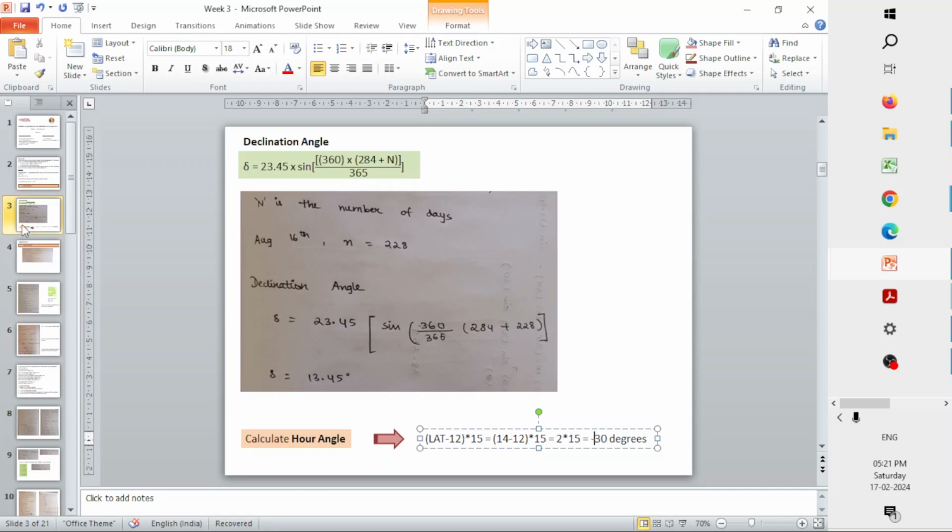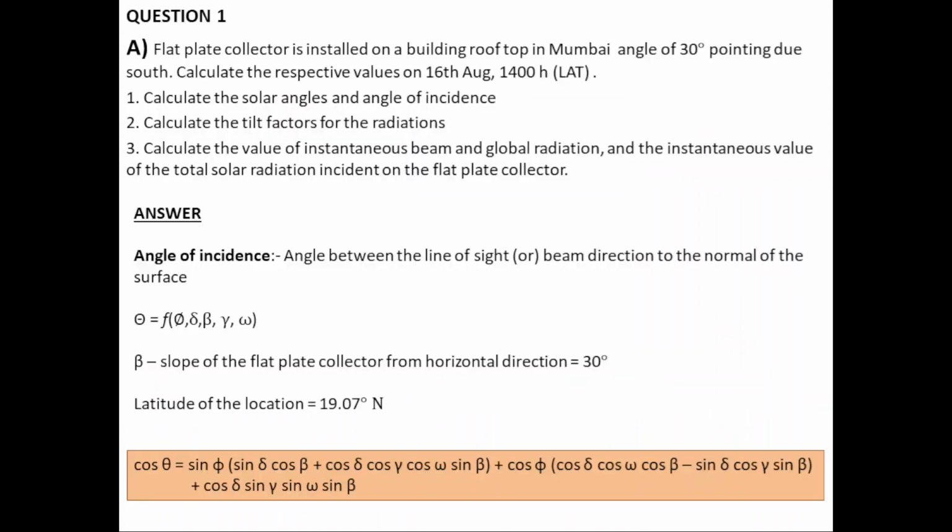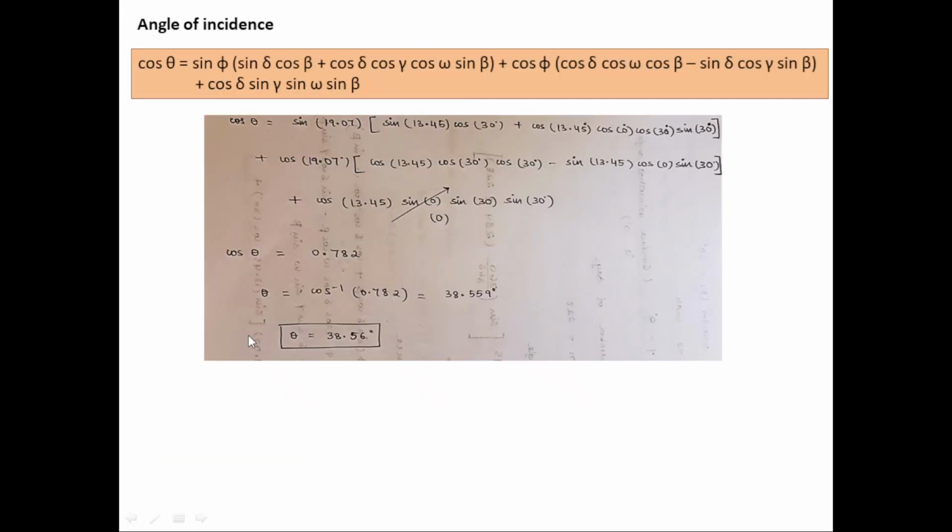Now we know the value of phi, the latitude, delta, the declination, beta, the slope, gamma, the surface azimuthal angle, and omega, the hour angle. So we can calculate the value of theta. Cos theta is sine 19.07 into sine of 13.45 into cos beta, that is cos 30, plus cos of 13.45, which is delta, and cos gamma, that is cos 0, cos omega, that is cos 30.